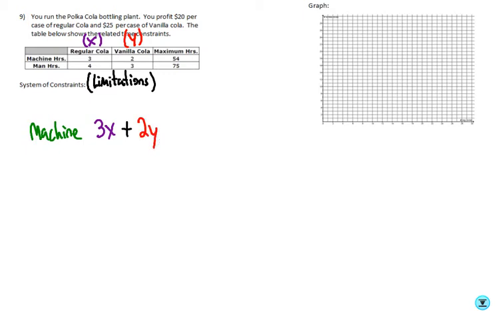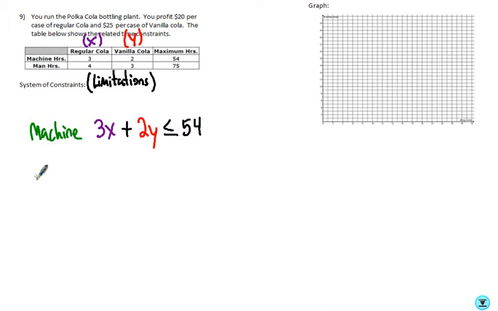And then the most that we can run the machines, whether we do all of one or we do a mix, is 54. Now you see this is a less than or equal to, so that means that we can run it up to 54, but maybe we run it for less, right? Maybe we run it for 53 hours or 52, so it just kind of depends.